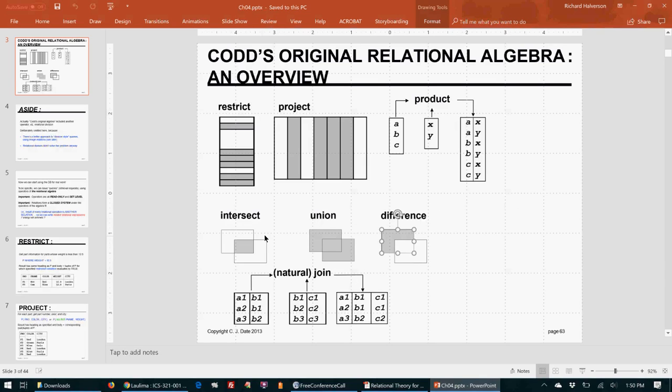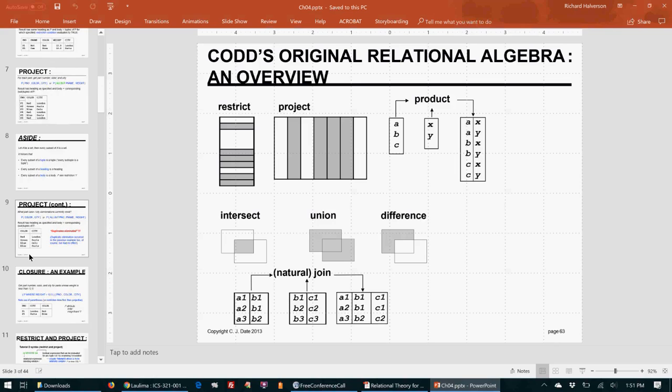Natural join is like product, except you only match up the tuples where there's a particular column or attribute that's common in both, and the value is the same for both of those attributes. We'll get to that on Wednesday. So let's see what we talk about.